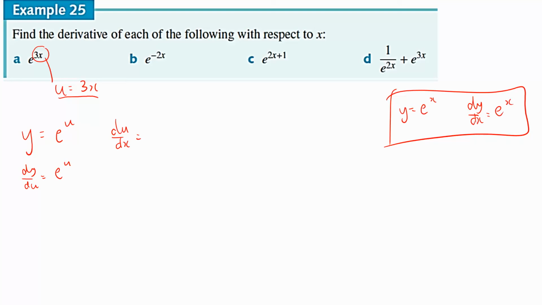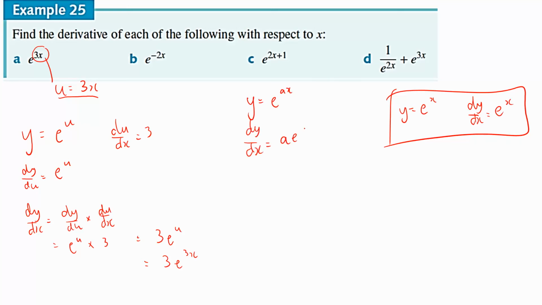3. Okay, so we know it's 3, and according to chain rule, dy/dx must equal dy/du times du/dx. In our case, that would mean it's e to the u times 3. That's why the answer is 3e to the u, which is the same thing as saying 3e to the whatever u was, and that's your rule. That's your rule from the 2 slides before. Remember how they had a? They had y equals e to the ax, and I told you guys to copy it, and you wrote down dy/dx is equal to a e to the ax.